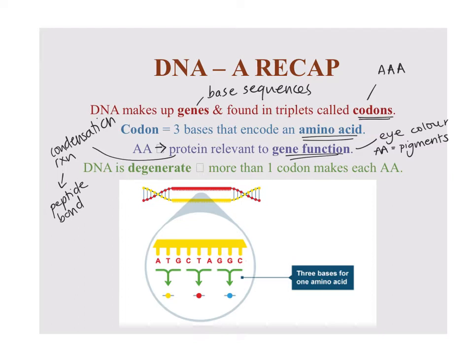Yeah, so they're not going to go on and make hair texture if it's a gene for eye colour. Okay, now the DNA is degenerate, and you need to know that keyword because it's generally one of the ones that is underlined in the exam. So degenerate doesn't mean anything bad. It means that more than one codon, so more than one triplet sequence, makes the same amino acid.